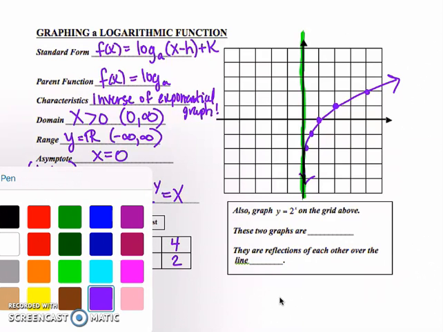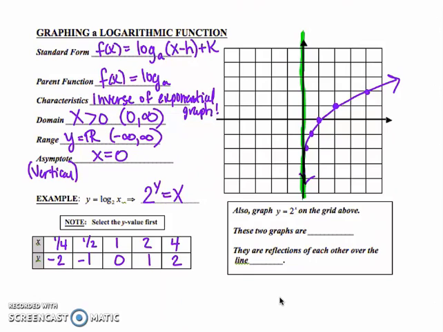Okay. Now it says underneath the graph, also, graph y equals 2 to the x on the grid above. Well, we graphed that one probably like 4 times in the previous section of notes, so I should be able to reproduce that graph pretty quickly. And remember, it has points -2, 1/4, -1, 1/2, 0, 1, 1, 2, and 2, 4.